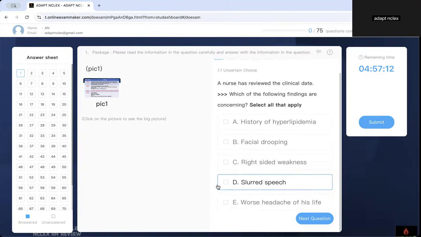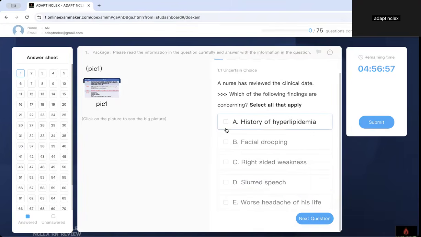Connect the dots. Right. Slurred speech, what? What else? He has what? Right-sided weakness. What else is going on with the patient? The patient also is having a headache. What is going on with the patient? And which of these are concerning?